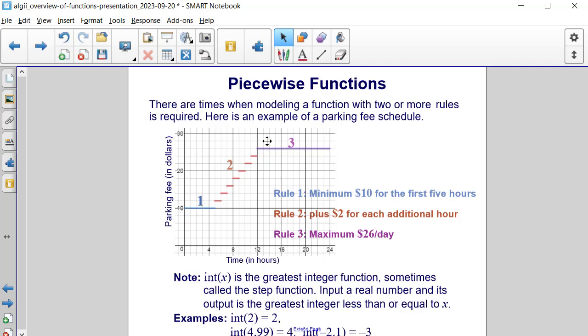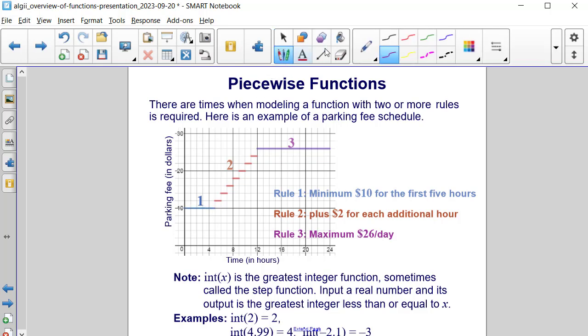So the graph that is shown here is modeling this rule. So it starts at 10 all the way up to 5. So at this point right here, it's going to be an open circle, and then it'll be closed up here and open, and then closed and then open, closed and then open. So the graph will look like this if you include all the open and closed circles.